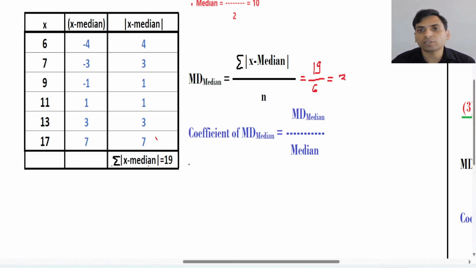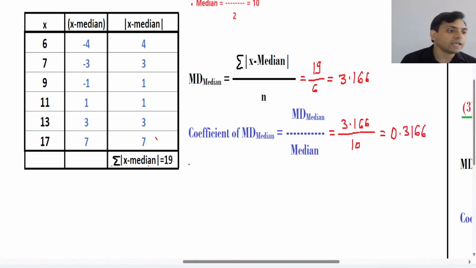So the answer is 19 upon 6, that is 3.166. To find its coefficient, we divide this quantity by the median. The median for this data is 10, so the coefficient equals 0.316. This is mean deviation about median, and this is individual data. We can't find mean deviation about mode.